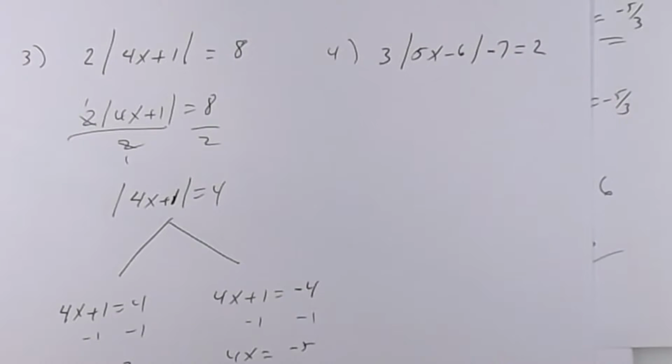3 times the absolute value of 5x minus 6, minus 7, equals 2. So if you notice the procedure from the other ones, before I split them apart, what was by itself? Just a minute. The absolute value bars. So before you split into two separate equations, you got the absolute value bars by itself. What do you think you're going to do first? No, I wouldn't divide by 3 first. I'd add 7 first.